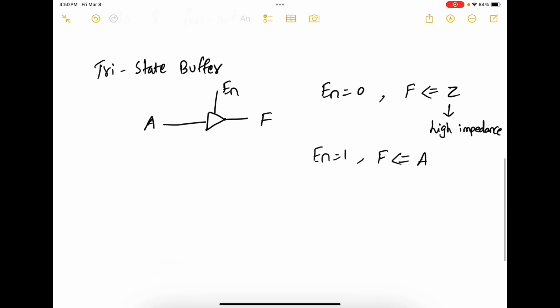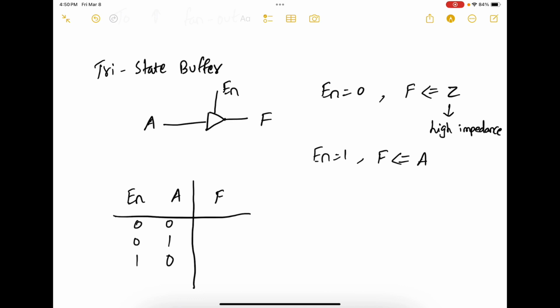So if you write it in a truth table form, it's going to be enable, A, F. You can have four combinations: 0 0, 0 1, 1 0, and 1 1. When enable is 0, your output is high impedance. So basically in high impedance, what happens is A is totally isolated from F. So there is no physical connection.